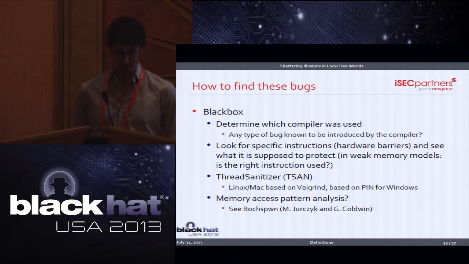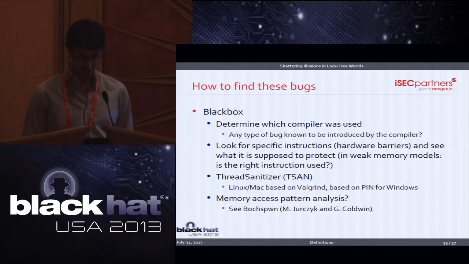So it is relatively tricky to find these bugs, but finding out which version of the compiler was used, as well as knowing bugs a specific compiler can introduce, could be a start. Looking for specific instructions would allow you to find code sections that should be protected. Then you need to determine if the right hardware barrier was used everywhere, and this mostly works for weaker memory models. You could use a thread sanitizer or TSAN, which is based on Valgrind for Linux and macOS, and PIN for Windows, which is a dynamic binary instrumentation tool. Also, if any double fetch has been introduced, Drew and Jinwoo are going to talk about a tool to find that kind of issue more easily tomorrow.